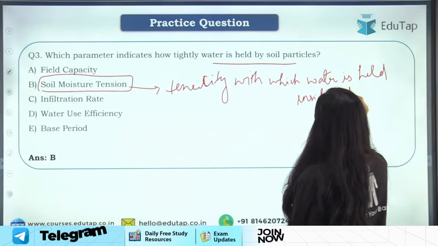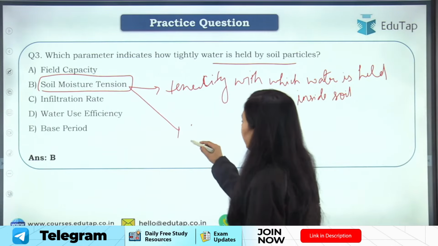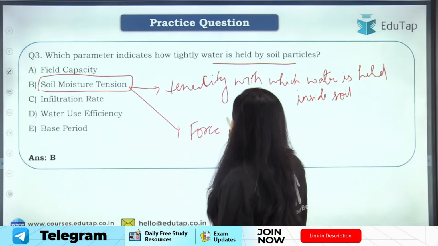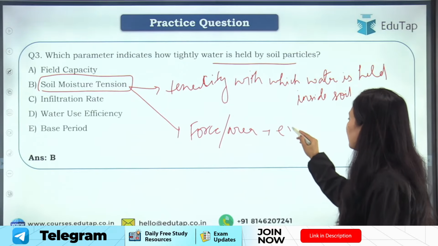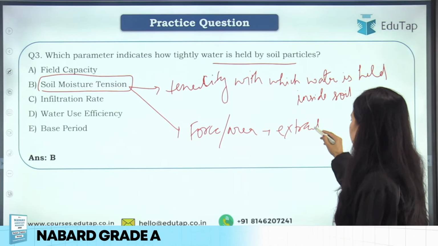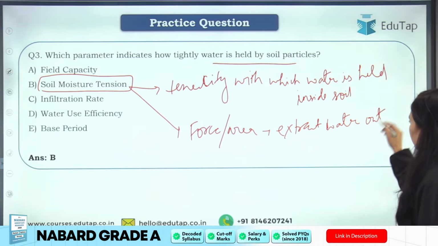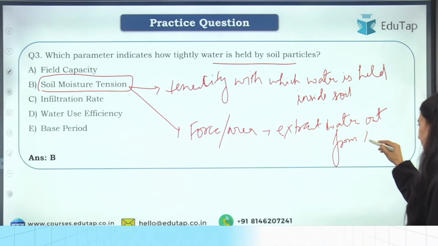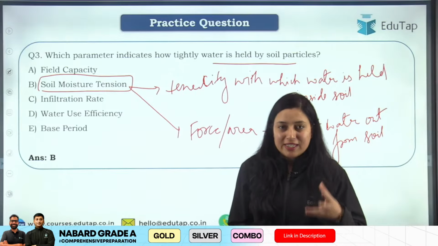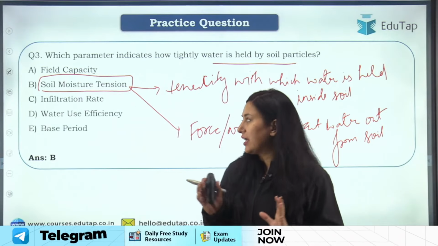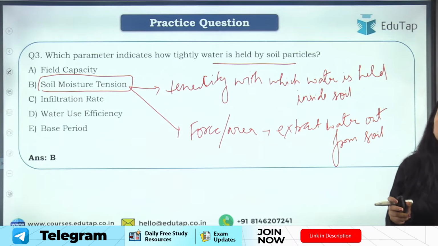Another way you can say it is that it can be calculated as the force per unit area that is required to extract water out from soil. Okay, so basically, what is soil moisture tension? It is the force per unit area that is required to extract soil water.